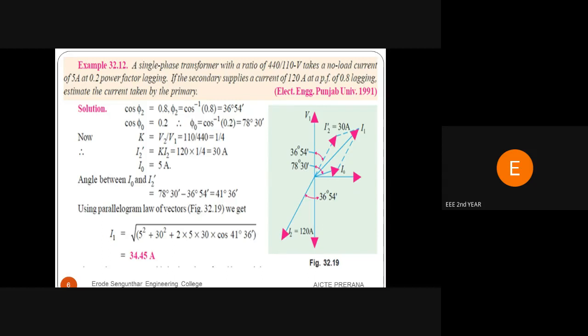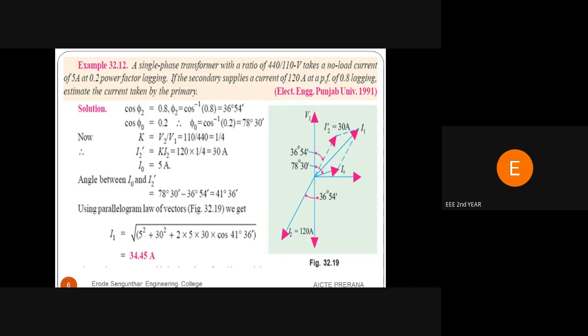It is taken as a reference phasor. No load current I naught. I2 is a current lagging with respect to voltage V by an angle of 0.8 power factor. We have to convert I2 to the opposite side, that is I2 dash. Opposite side means we have to transfer the secondary current into the primary side, that is I2 dash. The resultant vector of I0 and I2 dash equals I1, the primary current. This primary current is to be calculated.